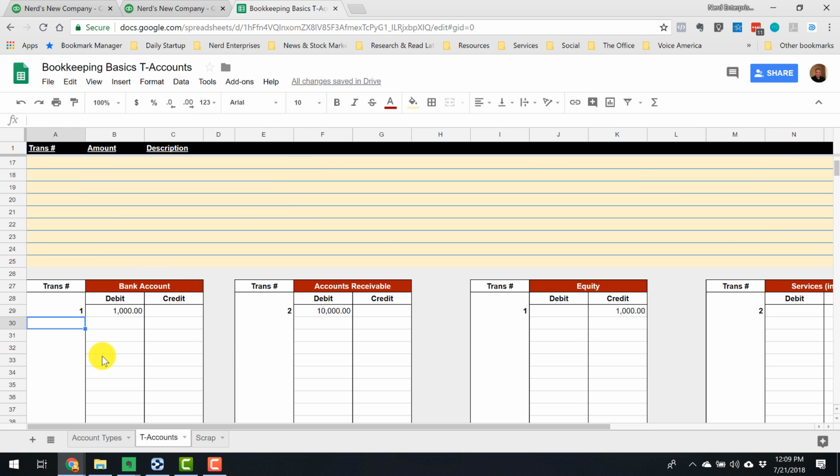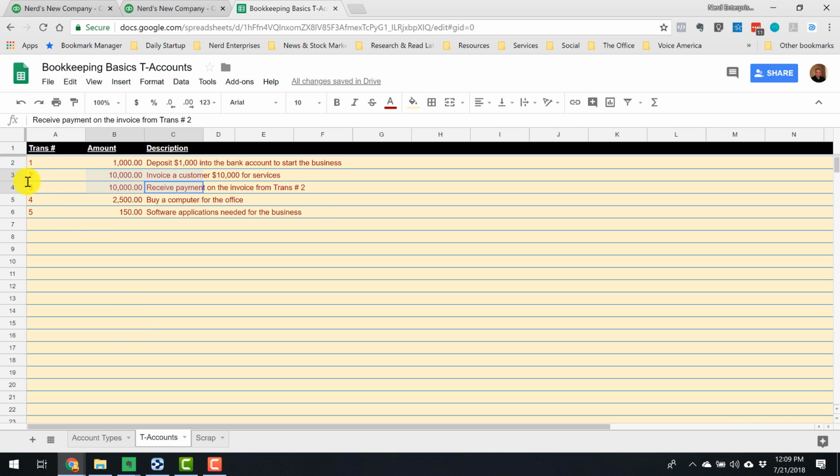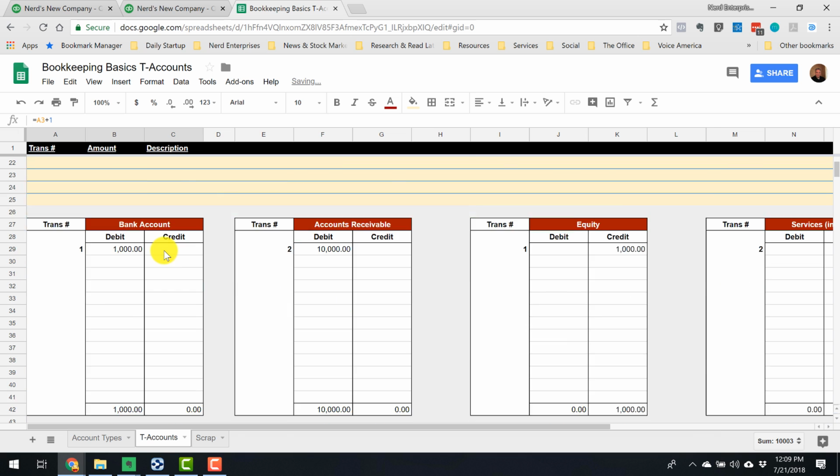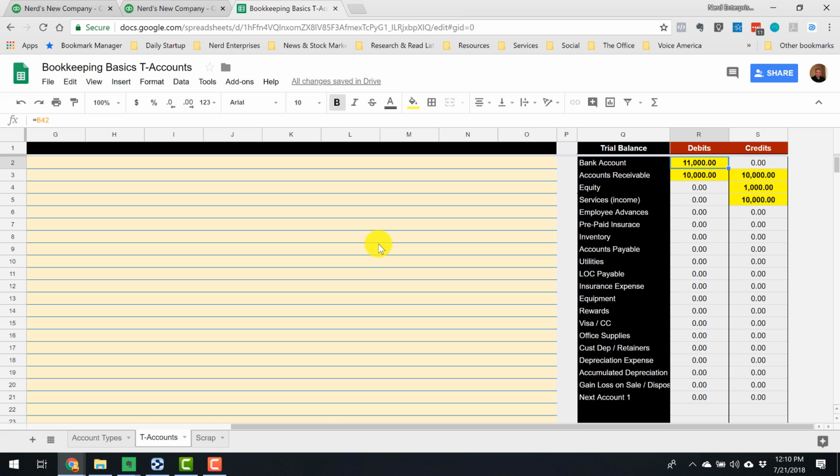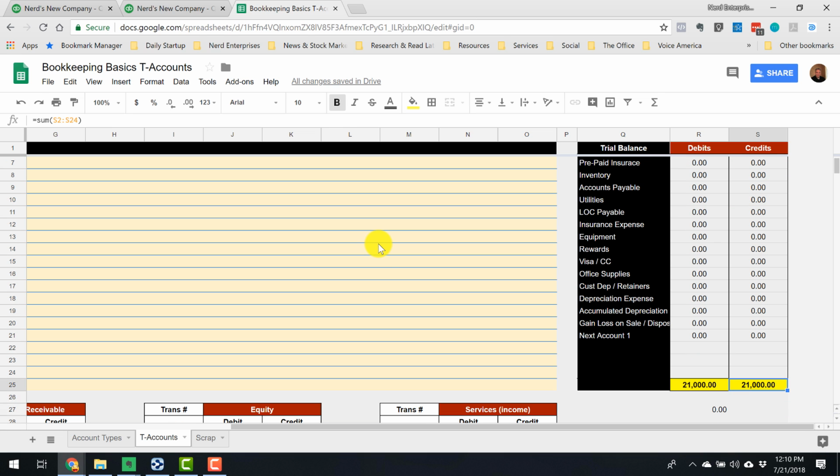So we're going to add in transaction 3, we received the payment. Let's go down here, accounts receivable in 3. We reduce it, so accounts receivable is now 0. Here we increase the bank account. Bank account now has 11,000. Accounts receivable is now 0. Let's see if that checks out over here. Accounts receivable: 10,000 in debits, 10,000 in credits, zeros out. Bank account 11,000, equity of 1,000, and income of 10,000. So that's how it all balances out quite beautifully.